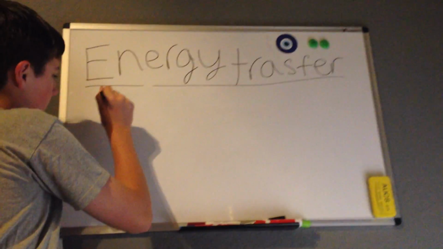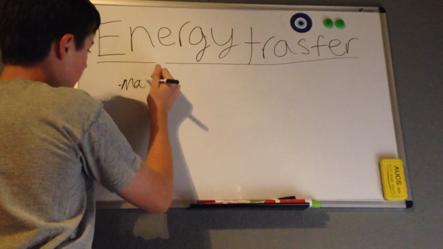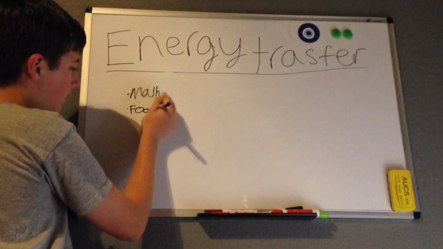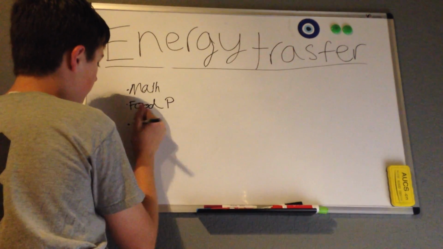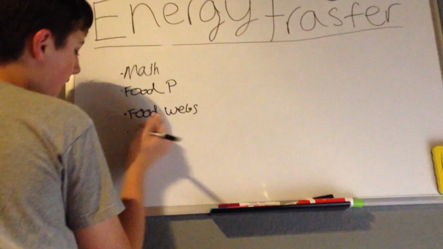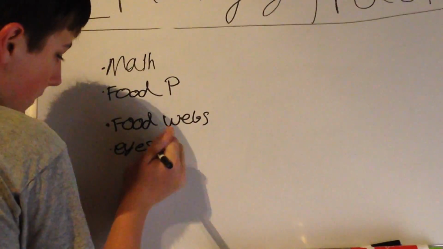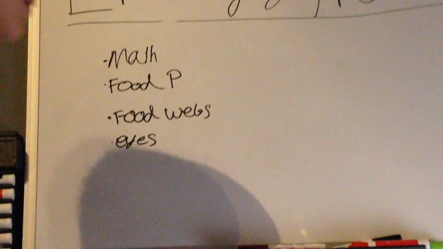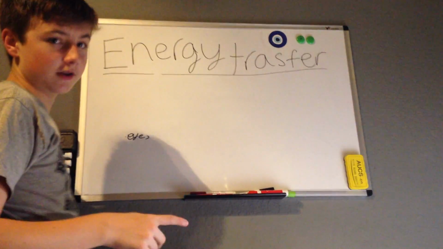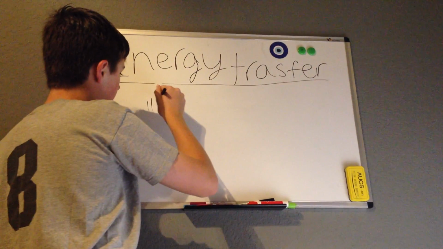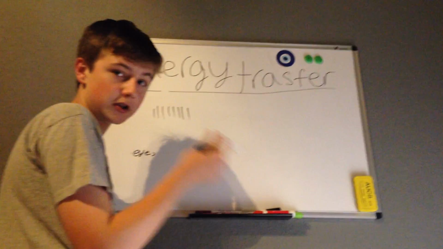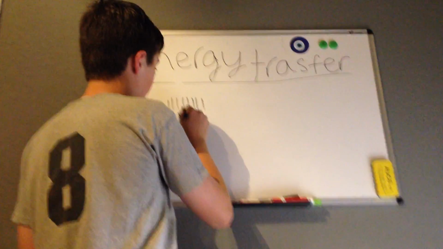Overall, energy transfer can be measured with math, food pyramids, food webs, and your eyes. You can see energy transfer with your eyes because when you look at a producer, it's usually photosynthetic, meaning it takes energy from the sun to produce the beginning amount of energy, which is 100%, of course.